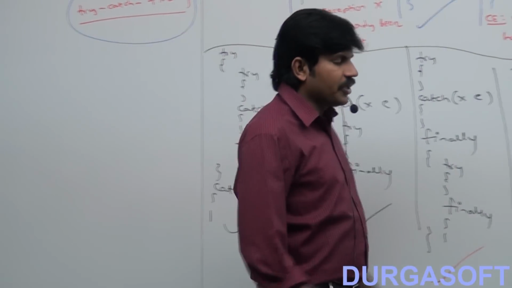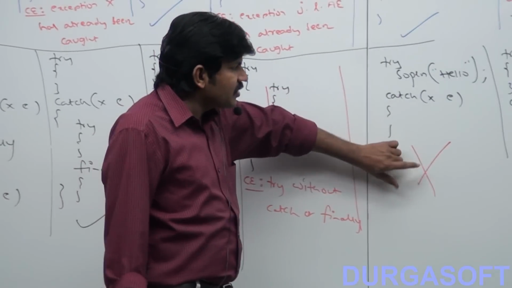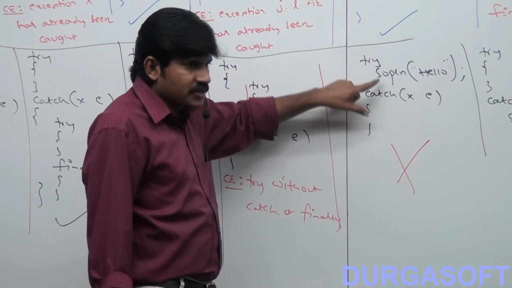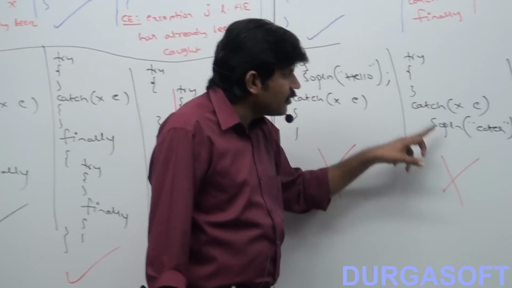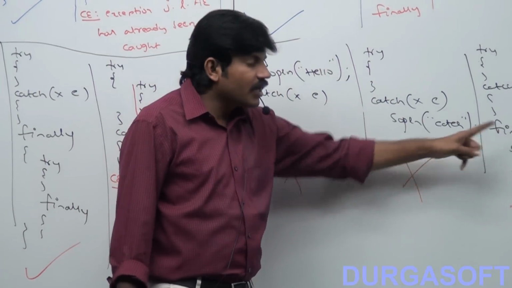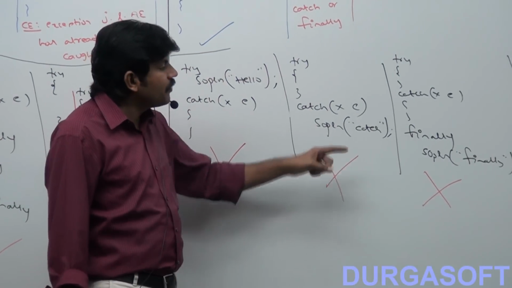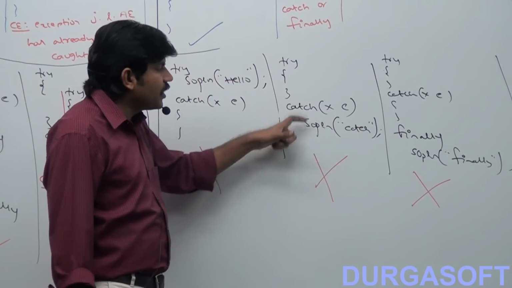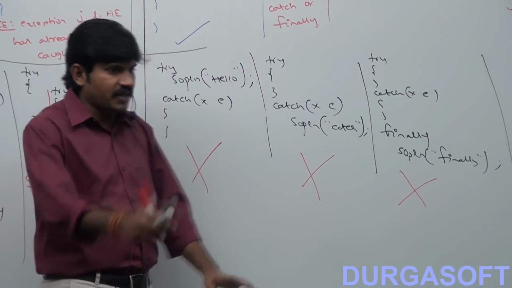Last point here. Why is it invalid? Curly braces are mandatory. Why is this one invalid? For catch, curly braces are missing. So for try catch finally, curly braces are mandatory. Even though you are taking only one statement, make sure you compulsorily take curly braces, right?